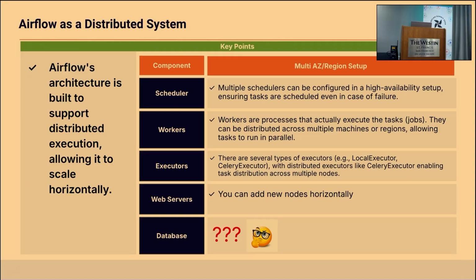Same goes for workers, executors, web servers. All these components you can scale horizontally very easily. Just add new instances with your config, and they will be part of that distributed cluster. This last point, the database, is the question mark. With Postgres, as you know, we are going to discuss more on that, and most of the talk track will focus on this particular topic.